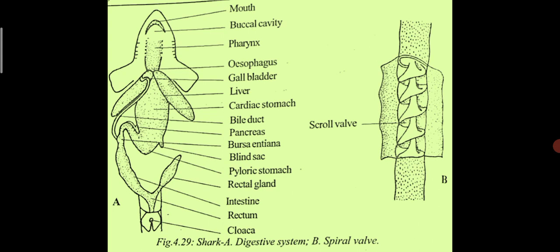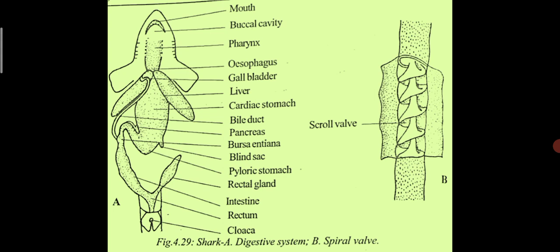Not only in the shark, in every part of the digestive system, we can see something that increases the area of absorption. In mammals it is very much specialized: absorption is by finger-like projections called villi. Villi are an important process. Here it is nothing but the scroll valve.